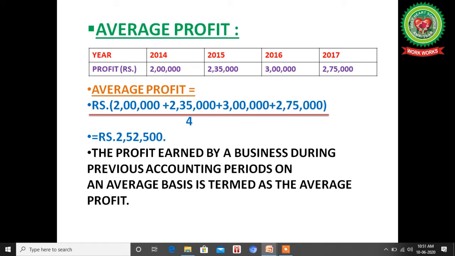Now here the point is how to compute average profit. You know that it is the total profit of all years divided by the number of years. So here 2 lakh, 2 lakh 35,000, 3 lakh and 2 lakh 75,000 divided by 4, the number of years being 1, 2, 3 and 4. Your average profit here is 2 lakh 52,500.